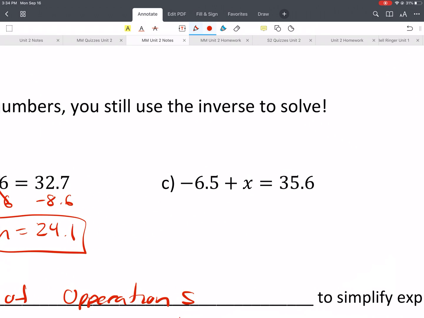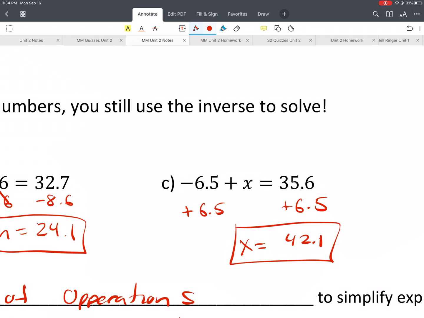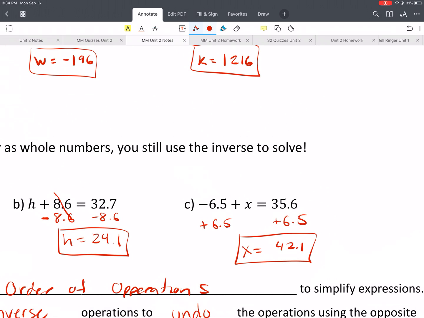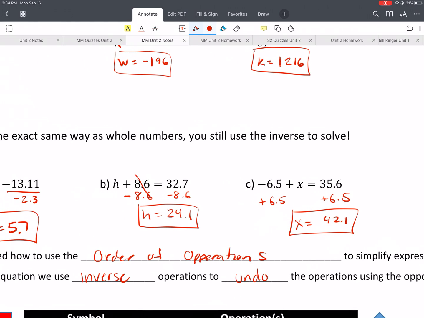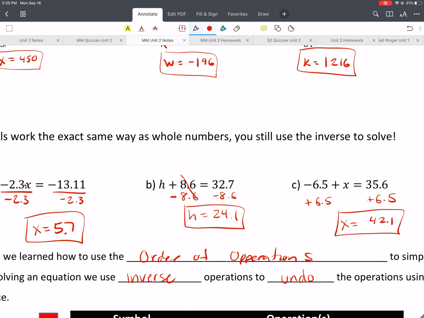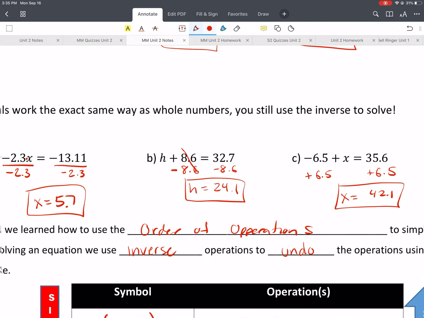And then C, same thing, we would add 6.5. We get x equals 35.6 plus 6.5, which gives us 42.1. Okay. One thing I would also suggest is if we're ever using decimals, keep your answer as decimals. I think a couple of you on the test, since some calculators automatically put it in a fraction, you wrote it as a fraction. Please, if you're using decimals, have your answer be decimals.